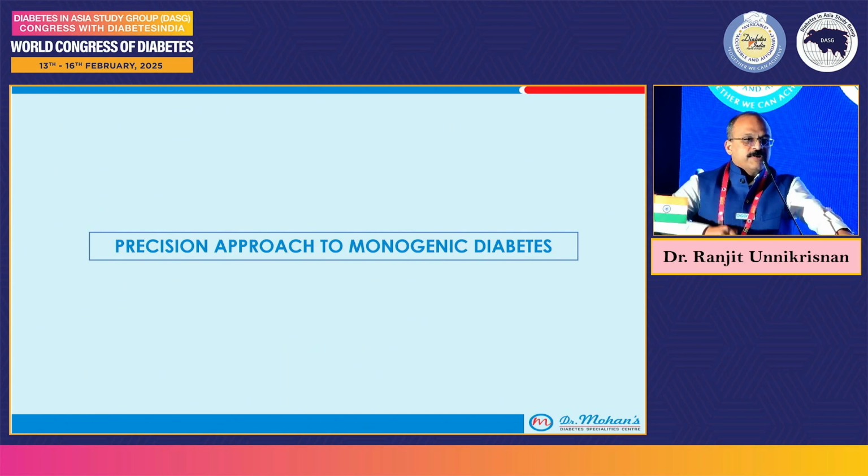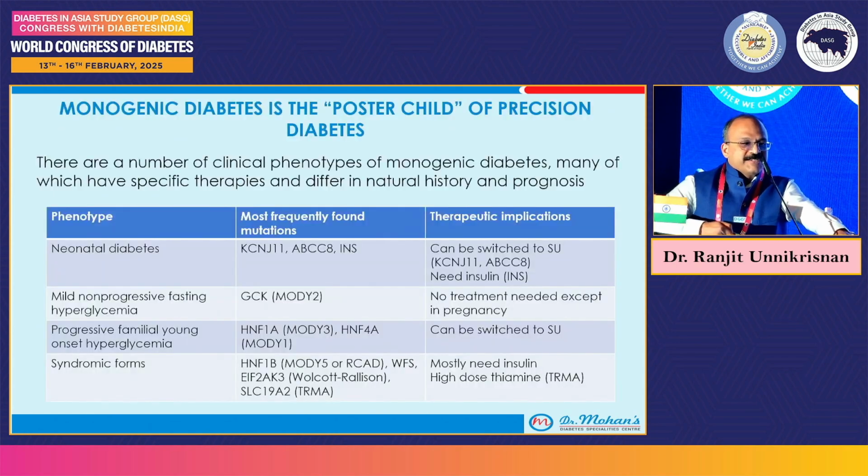Finally, I'll talk about what is known as the poster child of precision diabetes, that is monogenic diabetes. This is diabetes caused by mutation in a single gene. Around 80 genes have been identified as causal for monogenic diabetes, of which these 4 phenotypes may be of interest to us when talking about precision diabetes. The first is neonatal diabetes, that is diabetes occurring in children less than 1 year of age. These are the common mutations: KCNJ11, ABCC8 and the insulin gene. The KCNJ11 and ABCC8 mutations usually respond to high dose sulfonylureas. The insulin gene mutations need insulin.